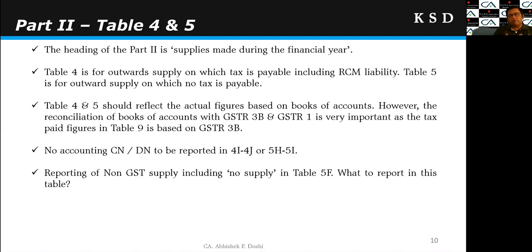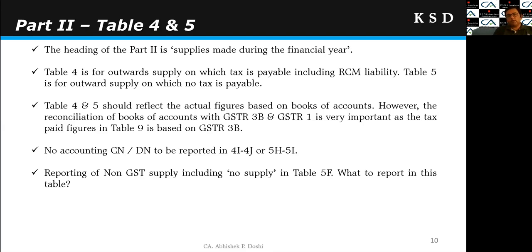Then table 4 and 5 should reflect the actual figures based on the books of account. This was the hot discussion since the GSTR 9 has been introduced. What base should we take for the filing of the GSTR 9 and specifically filing of table 4 and 5 of the GSTR 9? Whether we should go as per the GSTR 1, as per the GSTR 3B, or as per the books of account. So what the press release suggests, and what we should do, is go for the actual supplies made during the year. Therefore, we should follow the books of account concept.